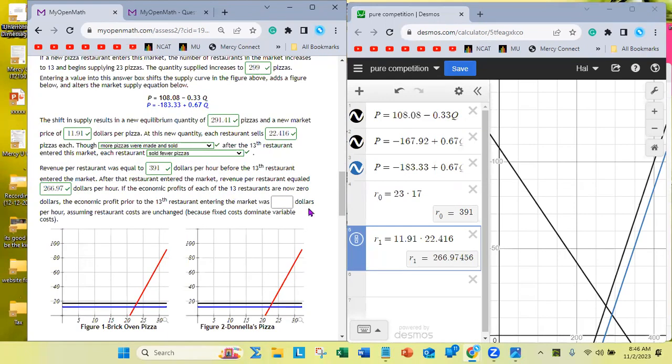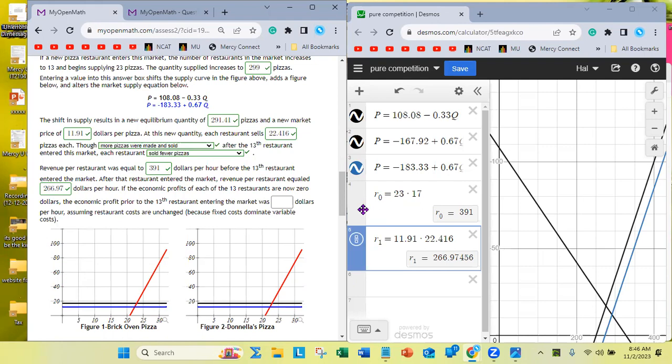Now, if the economic profits of each of the 13 restaurants is now zero, right? Why did that firm enter the market? Why did that 13th entrepreneur enter the market? Because that 13th entrepreneur saw that the 12 owners of the pizza restaurants were driving around Lamborghinis, which indicated to this guy that there's excessive economic profits to be made in that market, which is why the guy rolled the dice and entered the market and became the 13th pizza restaurant, right?